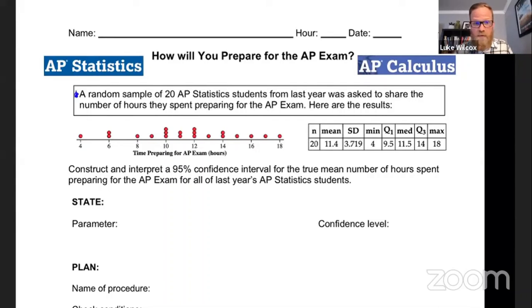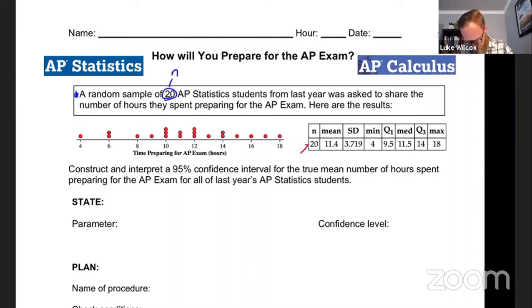Here are the results. Okay, so right away, I've got this number 20. That sure sounds like our sample size. I'm going to call that n. And let's take a look at the results here. Okay, so we get a dot plot. And I notice in the dot plot, it looks like it's maybe fairly symmetric. Doesn't appear to be any outliers there, but I'm also given some summary statistics here.